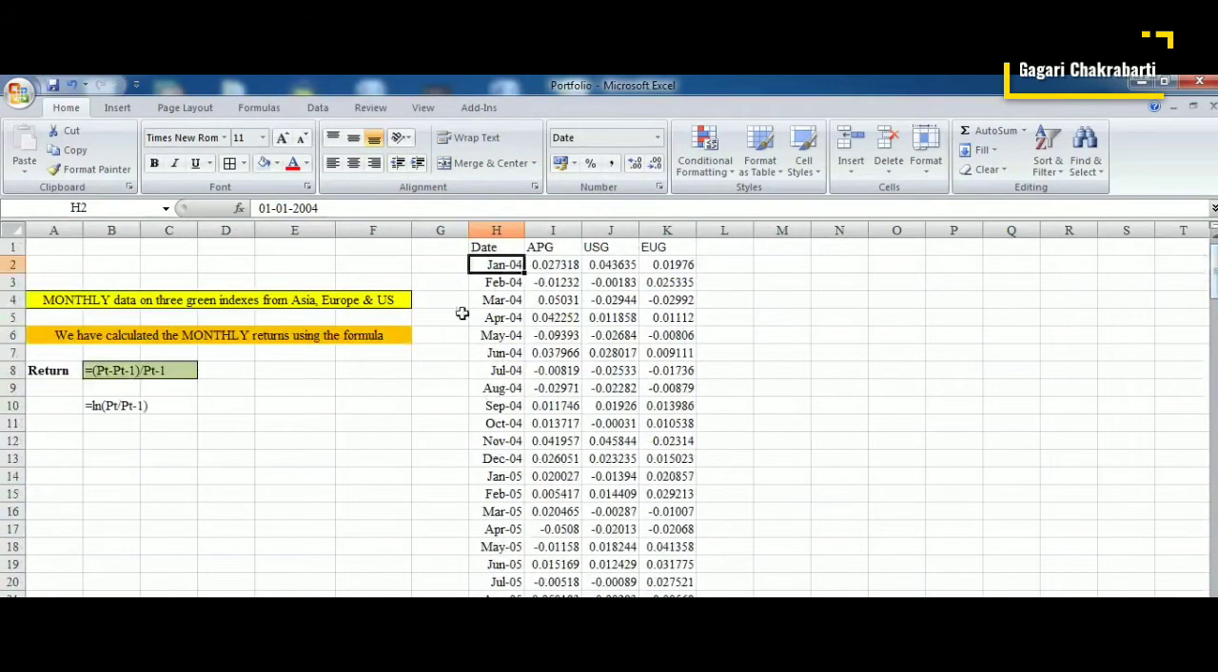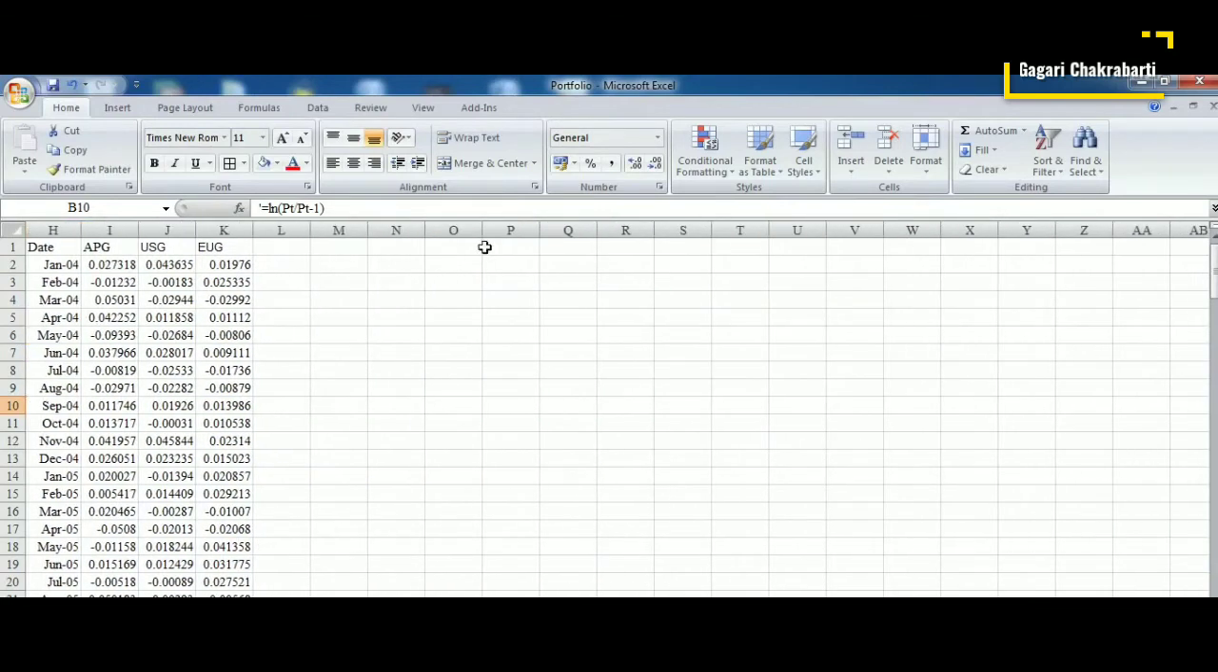We have computed the return series using the first formula, which says that returns are proportionate changes in the prices. There is an alternative formula which states that returns are given by log of P_t by P_t minus 1. This formula may also be used.